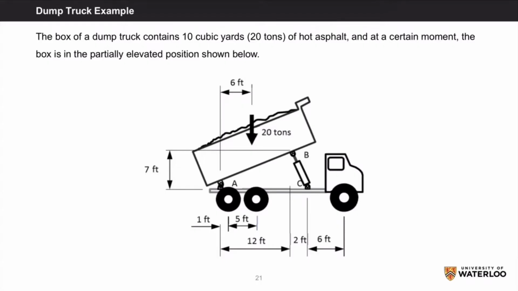The box of a dump truck contains 10 cubic yards or 20 tons of hot asphalt, and at a certain moment, the box is in the partially elevated position as shown below. There are joints at A, B, and C, and between points B and C is a hydraulic cylinder. And finally, the diagram is labeled with a bunch of dimensions for reference when we do our calculations. Before we start, I'll set up our positive sign conventions as up, right, and counterclockwise.